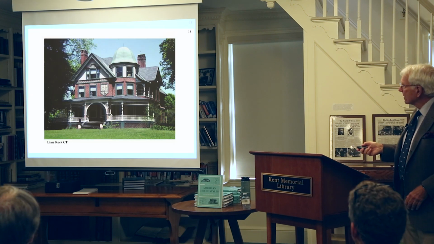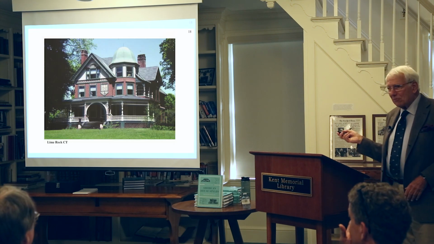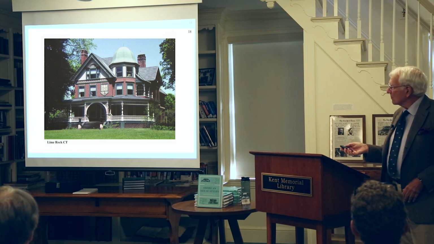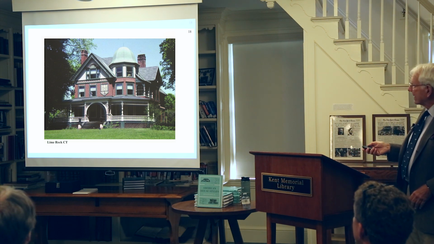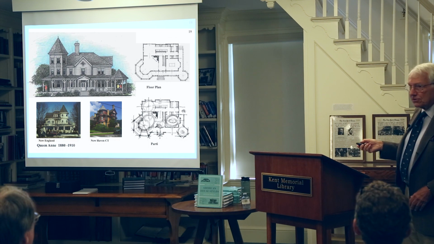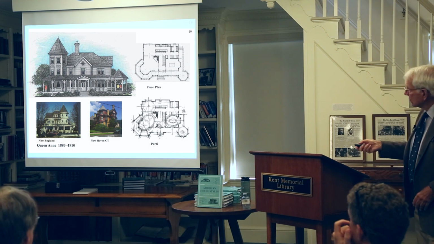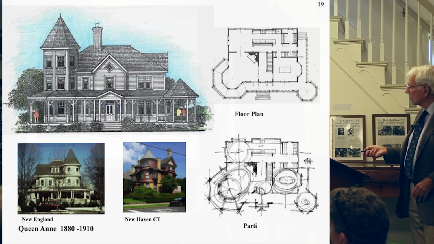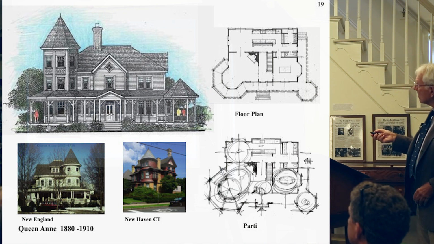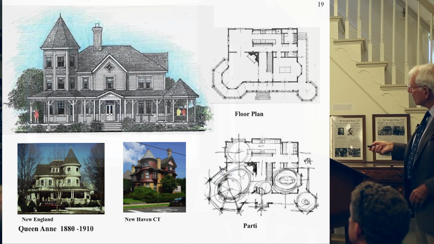Then, well, let's see what else we could do. Some of you may recognize this. It's up in Lime Rock. It's a wonderful building. It's Queen Anne, and that was the cover, actually, on the first edition of my book. And then these are samples of typical Queen Annes. Some have the tower. They don't always have to have that. But again, you see it's exactly the same partie, the same floor plan.